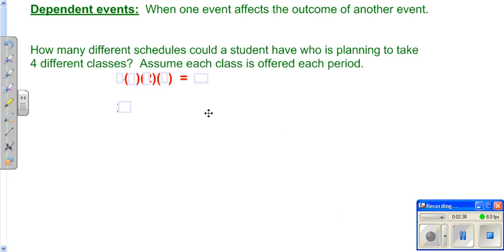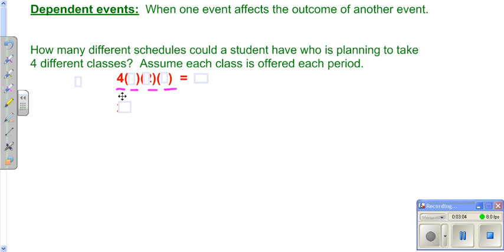Dependent events. Sometimes one thing affects another thing. Consider this situation. We have 4 different classes. How many ways could these classes be offered during each period? Well, we have 4 situations occurring. How many options do you have for your first class? Well, you have all 4 of them because you haven't taken any of them yet.